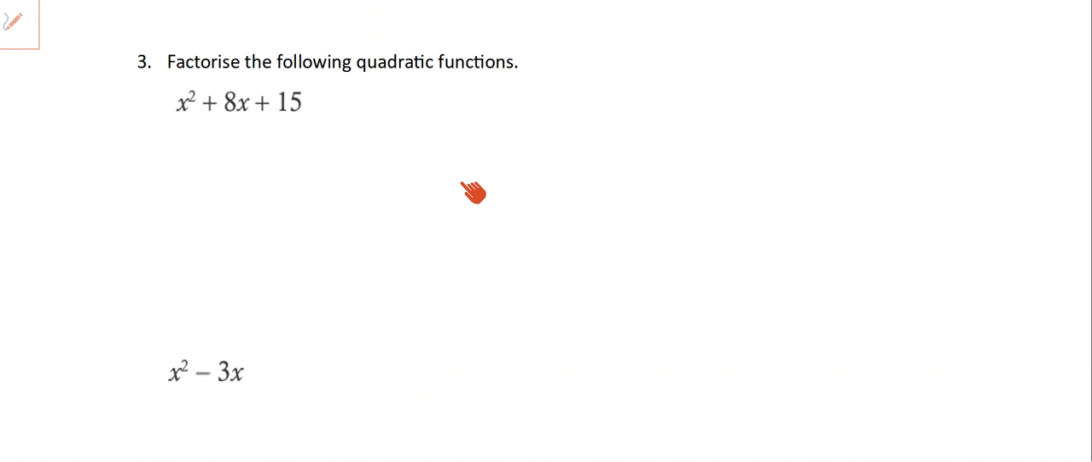x squared plus 8x plus 15. We should go through the steps. Is there a common factor that we can take out? There's no x in that one, so no. There's no 3, there's no common factor. So we know it's one of the ones that's going to end up with double brackets.